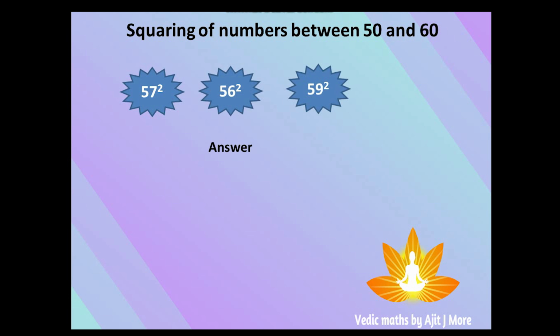Now how to find out the answer? Again here the answer is going to be of two parts. The first part is so simple, you just have to add 25 plus the unit place digit. And after adding 25 with the unit place digit, you'll get the first part. That's all. Clear? And the second part is the square of the unit place. That simple it is.